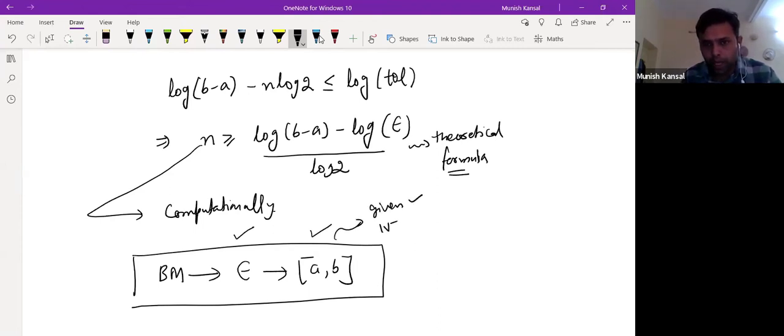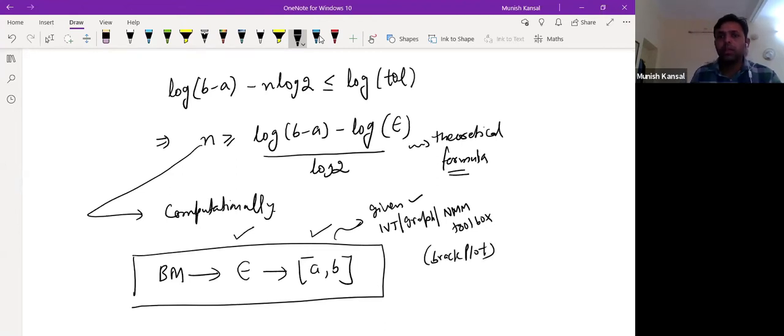Or you can apply IVT, or you can apply the graphical approach, or you can go with the NMM toolbox, right? That is the Bragg plot command that we have discussed in the previous lecture. So this will give you the idea of the initial interval, then you can apply your bisection method. So I think this is the theoretical background of the bisection method.